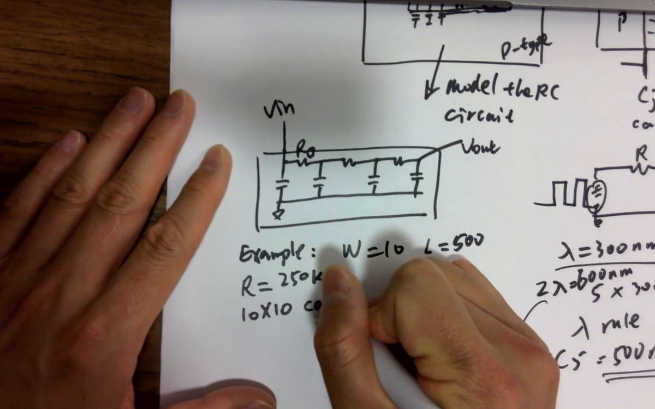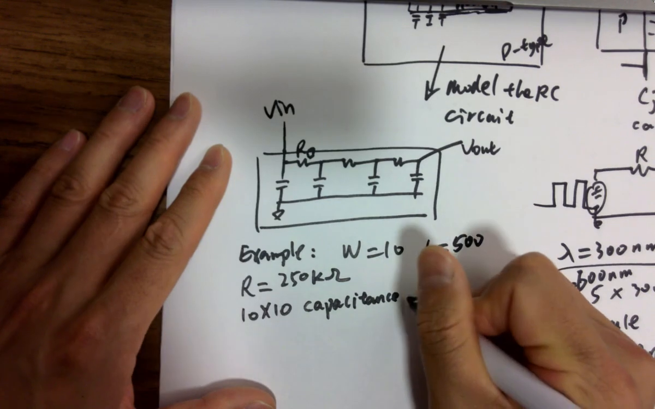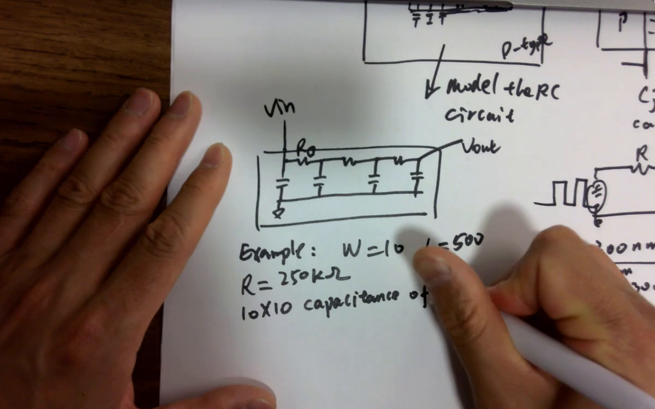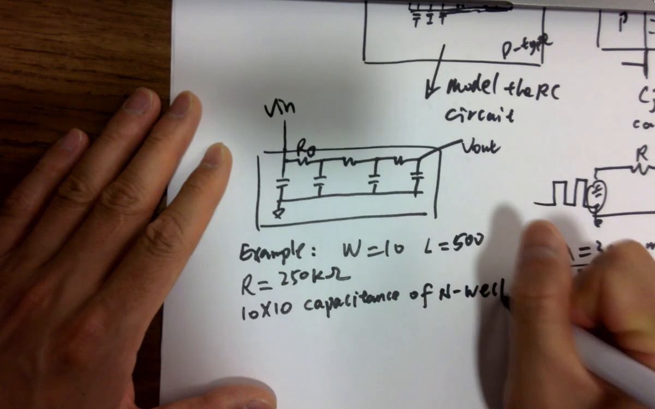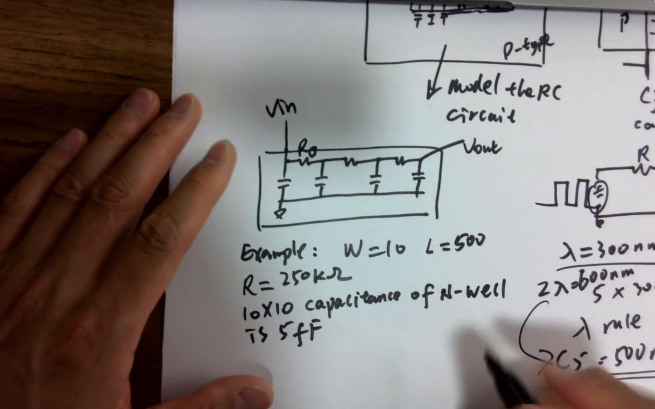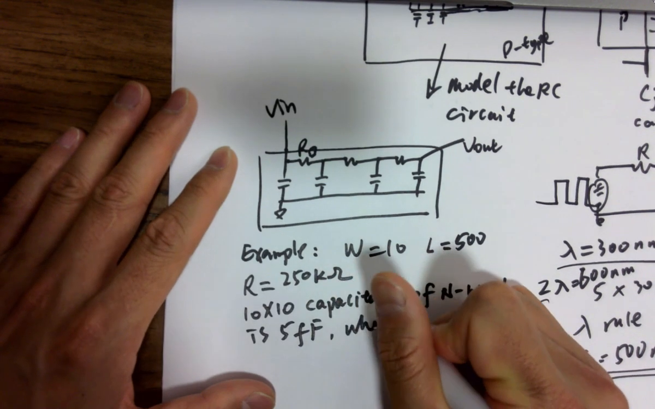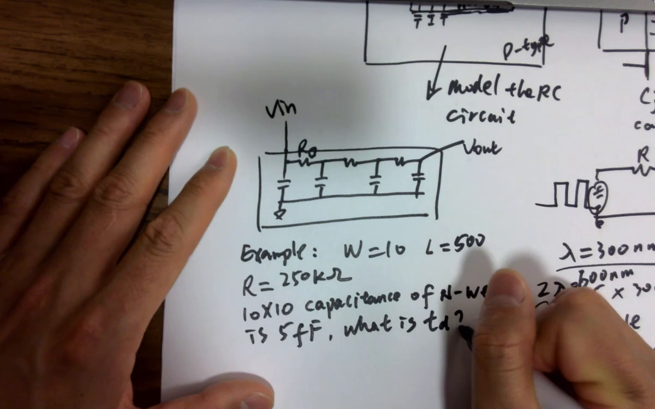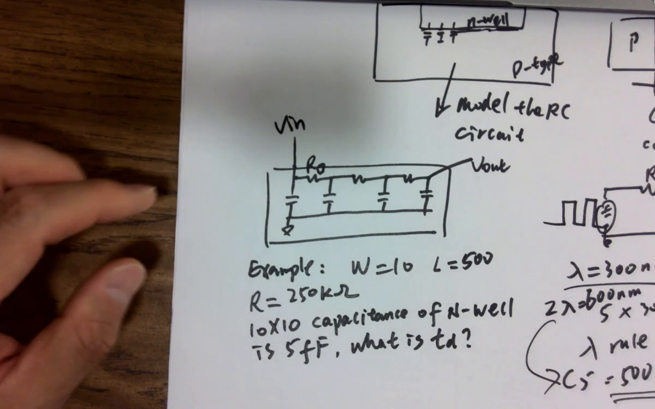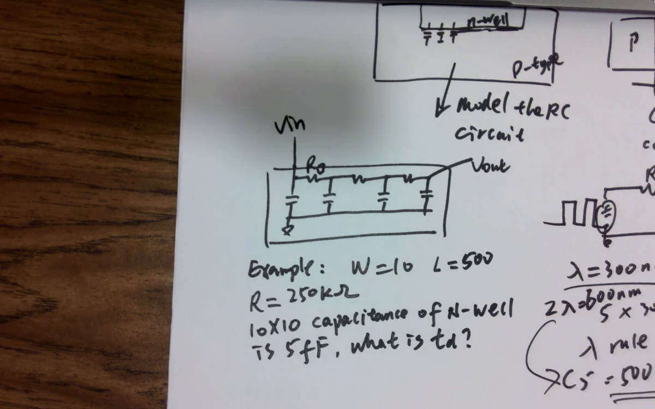Capacitance of a piece of N-well. The 10 by 10 capacitance of N-well is 5 femtofarads. It's asking what the time delay is from input to output going through this N-well resistor. What is the time delay going through this N-well resistor?